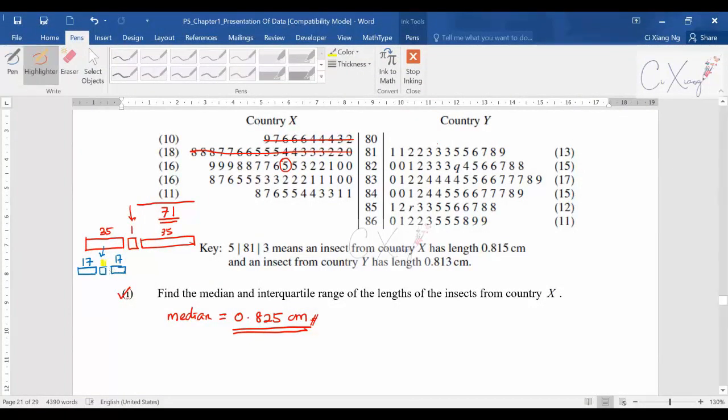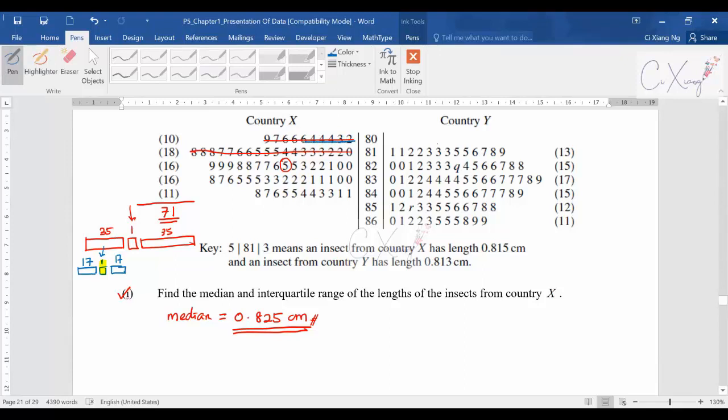Which means that this location is the median of the first set of the data, the beginning of the data. So this is Q1. So what is the Q1 number? It should be number 18. 17 plus 1 is 18, right? So you count again on Q1.